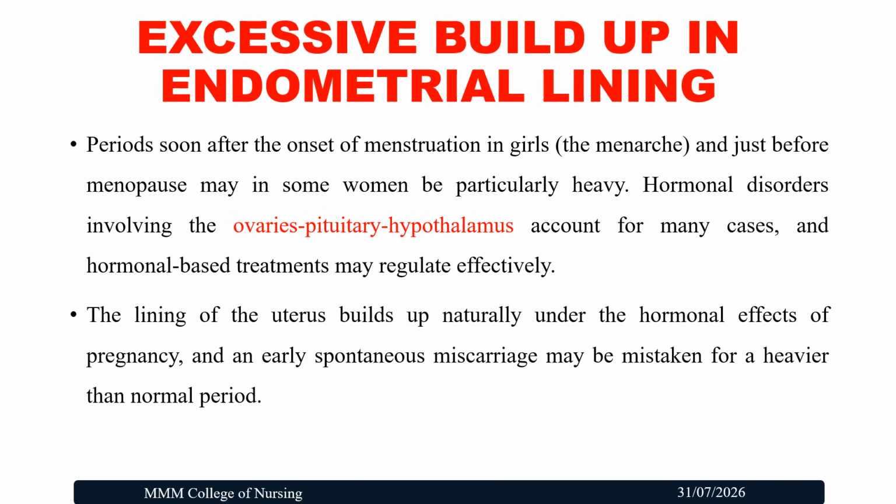Then hormonal disorders. As we have discussed, there are 5 basic factors involved in normal menstrual flow, and hormonal disorders involving the ovaries, pituitary, and hypothalamus account for many cases. Hormone-based treatment may also regulate it effectively. The lining of the uterus builds up naturally under the hormonal effects of pregnancy, and an early spontaneous miscarriage may be mistaken for a heavier than normal period.